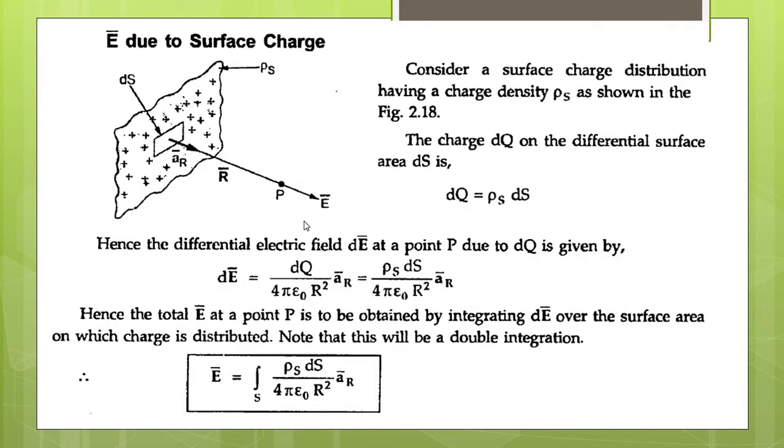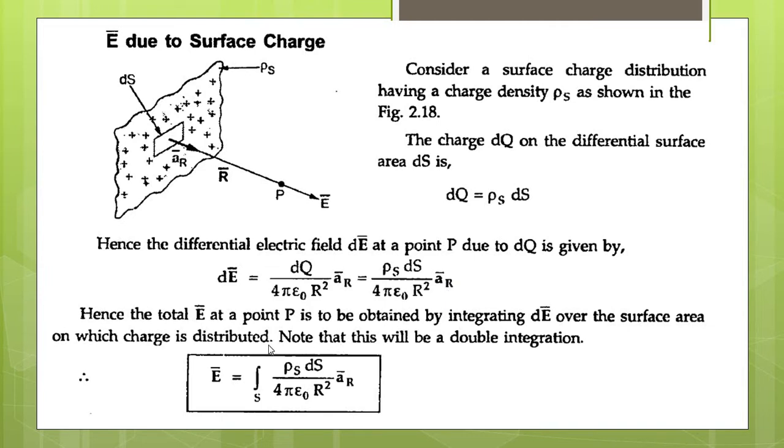We'll see the field intensity due to surface charge. Here you can see a surface and it has a charge density of rho s. Here also we need to write the differential charge dq by using the differential surface ds. So dq is equal to rho s multiplied by ds. Similarly, write the differential electric field intensity dE, which is equal to dq by 4 pi epsilon naught r square into AR. In place of dq, substitute rho s into ds. So this is equal to rho s ds by 4 pi epsilon naught r square into AR.